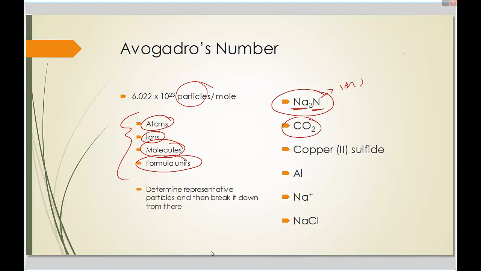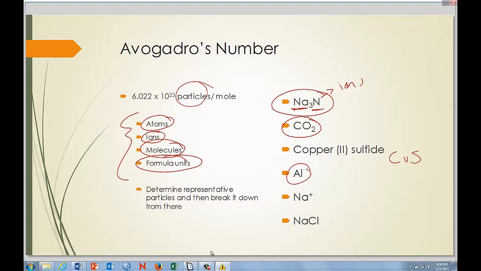CO2, that's nonmetal, so that's a molecule. And molecules can be broken down into atoms. Copper 2 sulfide is CuS. Once again, that's an ionic compound, so therefore it's a formula unit that can then be broken down into ions if the question refers to that. The representative particle for aluminum is an atom. Na plus would be an ion because of that charge. And then sodium chloride would be a formula unit.